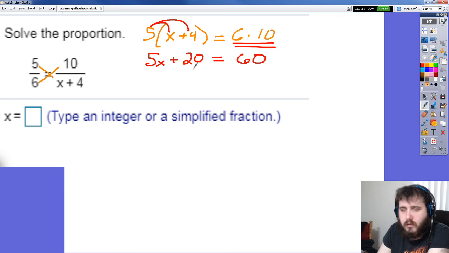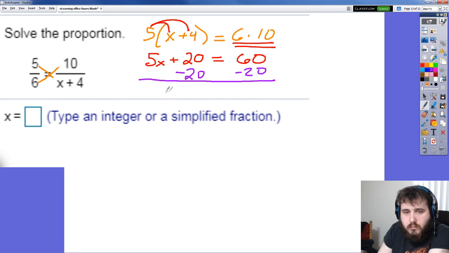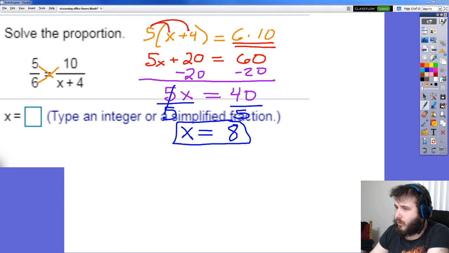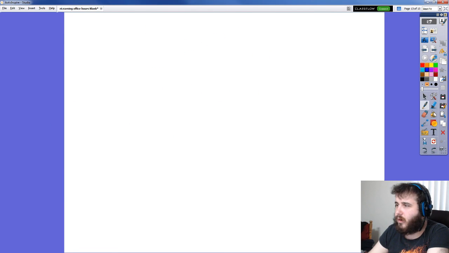And now I'm just going to, two-step equation, I'm going to go ahead and subtract 20 from both sides. 60 minus 20 is 40. Now I'm down to a one-step equation where I'm going to divide. 40 divided by 5 is 8.